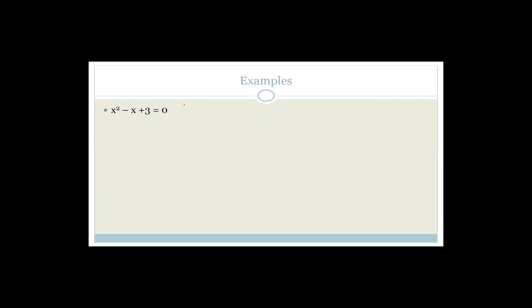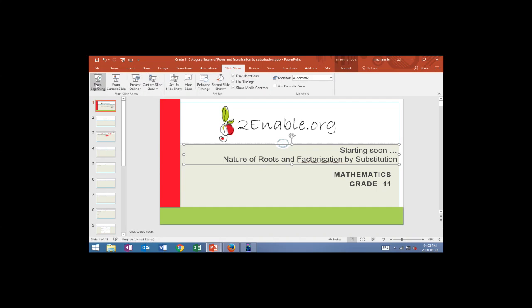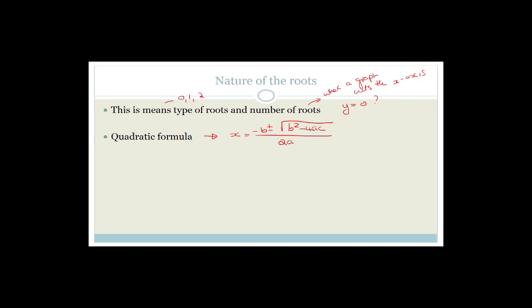Right, so now if we look at x squared minus x plus 3, if we wanted to know what the nature of the roots were, just a second, I just want to see something. There we go. Okay, fine. Whoopsie, I'm going the wrong way. I'm so sorry. Let me just start again. I don't know what happened there. Let's start again from the beginning.